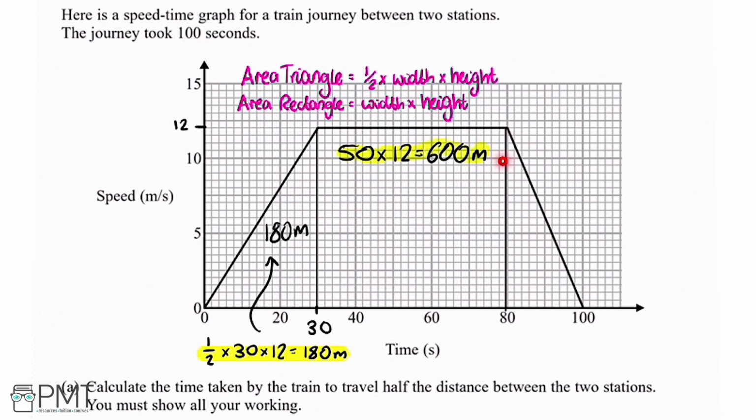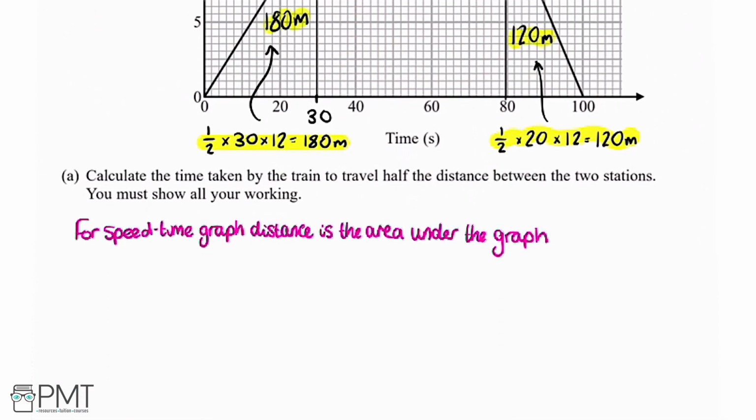And last but not least, this triangle here. The width, going between 80 and 100, is 20. Remember to multiply by half as well because it's a triangle. And the height is still 12. That gives us 120, so in here, 120 meters. To work out our total distance, we add them all up: 180 plus 600 plus 120, giving us 900 meters.